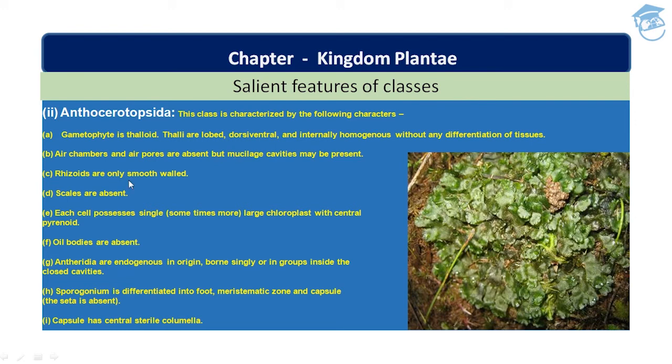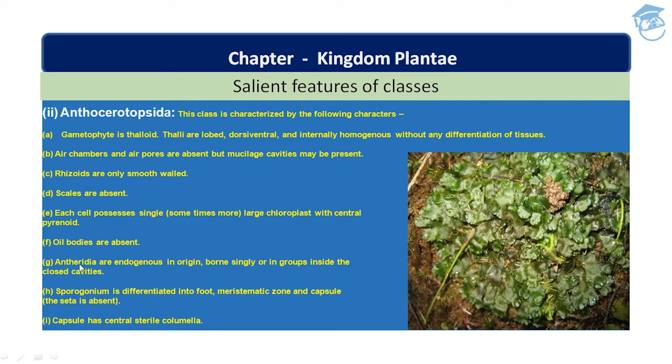And rhizoids, because true root is absent, so rhizoids are present and they are very smooth walled. Scales are absent and each cell possesses a single large chloroplast with a central pyrenoid. Oil bodies are absent in it.